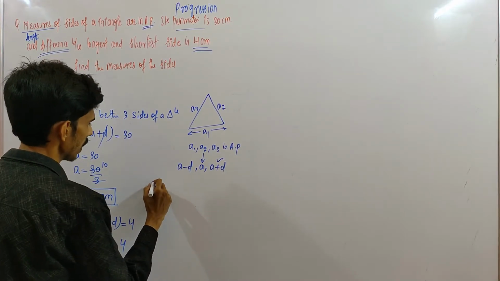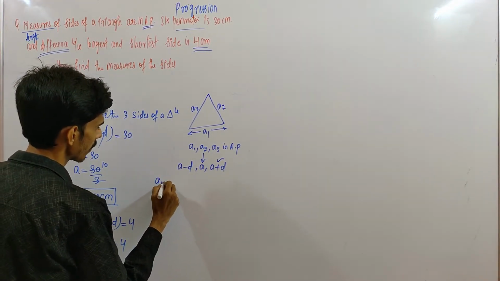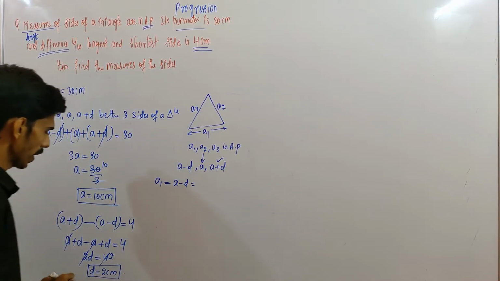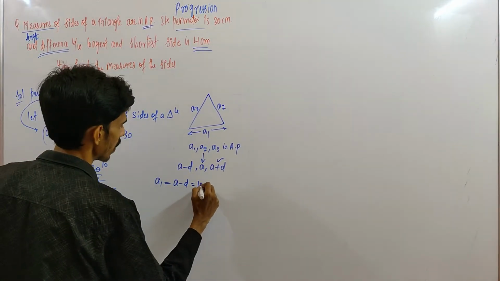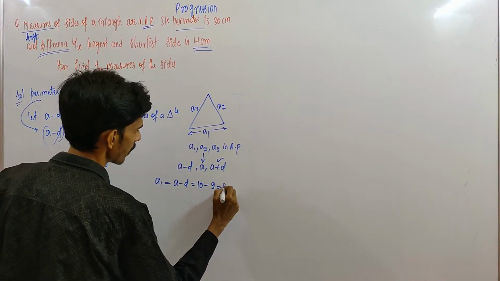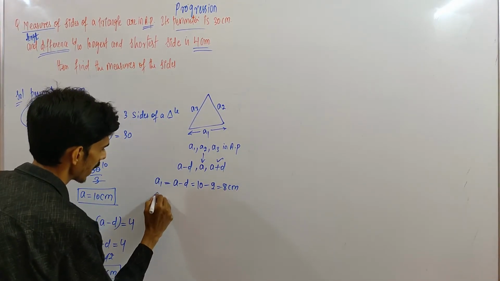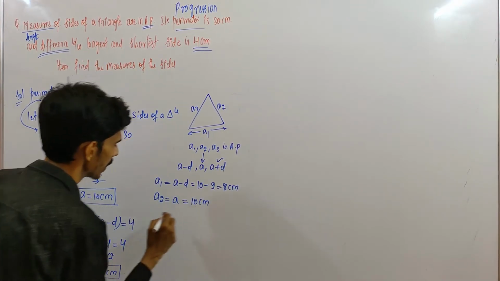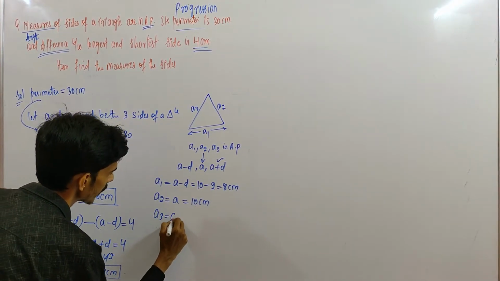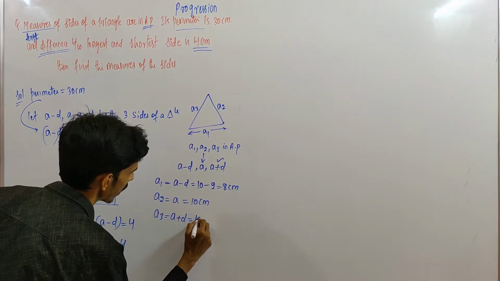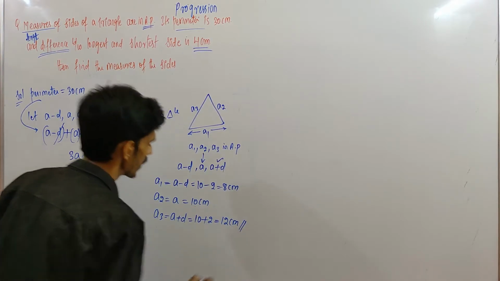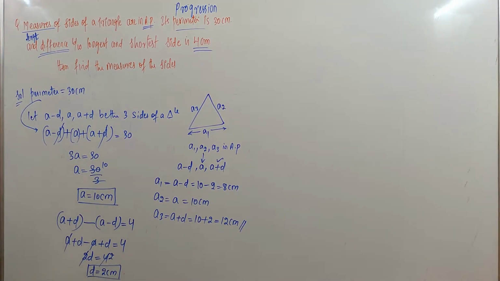Hence the three sides will be, first is A1. A1 we took as A minus D. So A value we have 10, D value is 2. So we have 8 centimeter. Next we have A2, that is A. A value we have 10 centimeter. Third one is A3. A3 is A plus D. That is 10 plus 2, the 12 centimeter. These are the sides of a triangle.